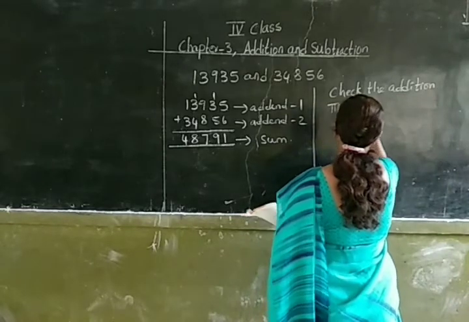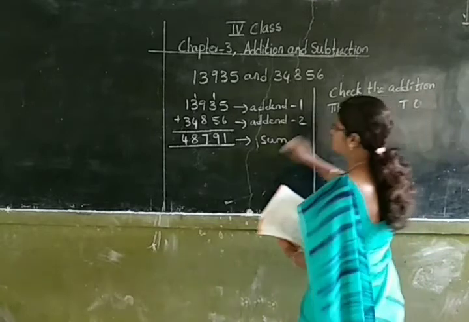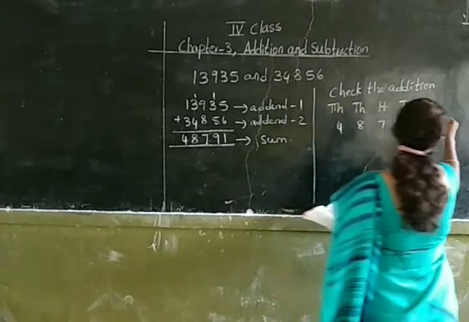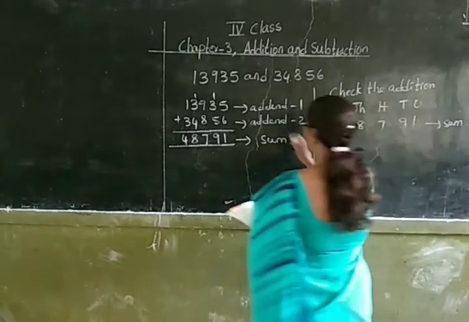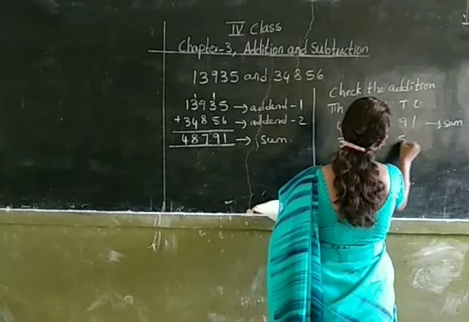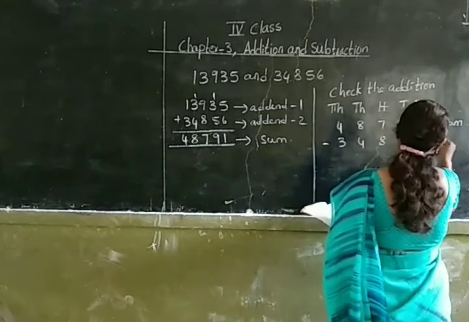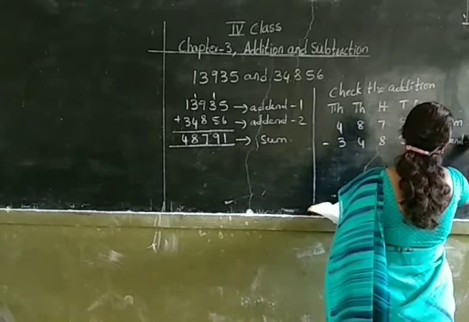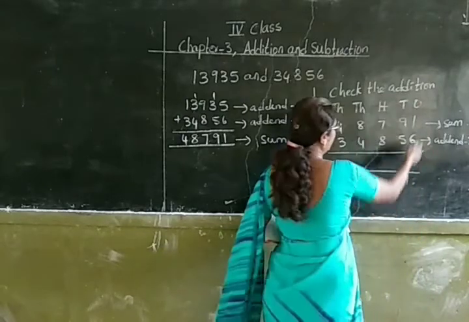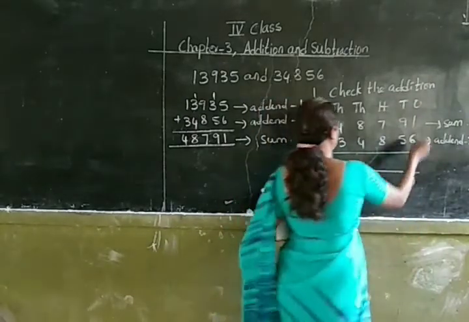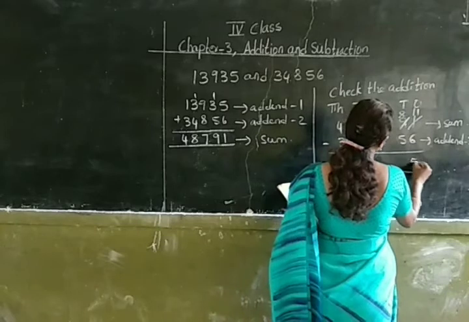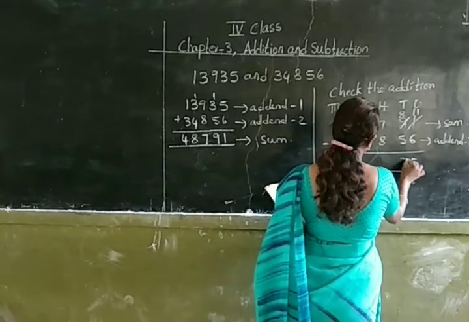If you subtract addend 2 from the sum, the sum is 48,791. This is the sum. And if you subtract addend 2, that is 34,856, then you must get addend 1. Here I can't subtract 6 from 1, so I will borrow. So 1 will become 11 and 9 will become 8. 11 minus 6 is 5 and 8 minus 5 is 3.